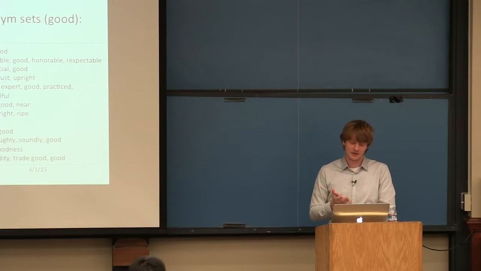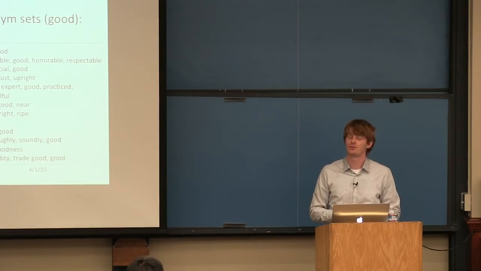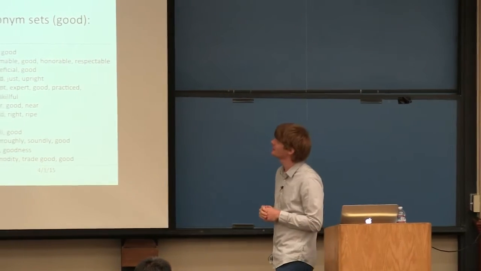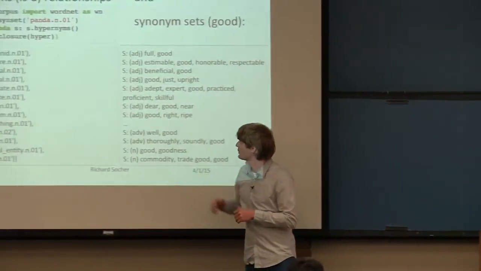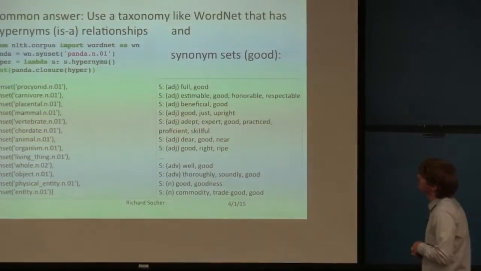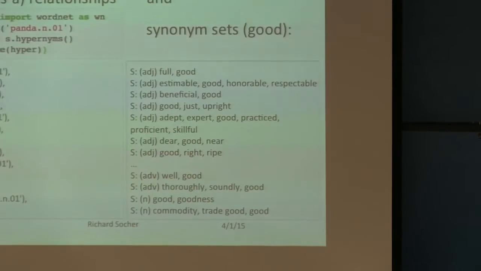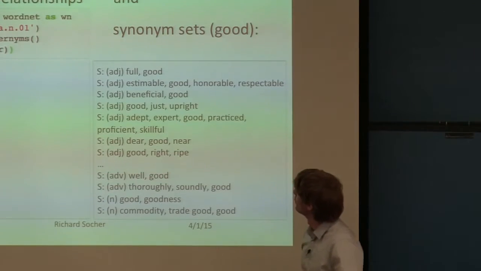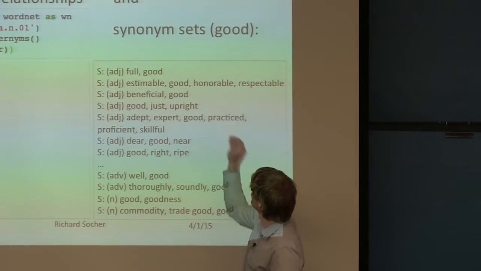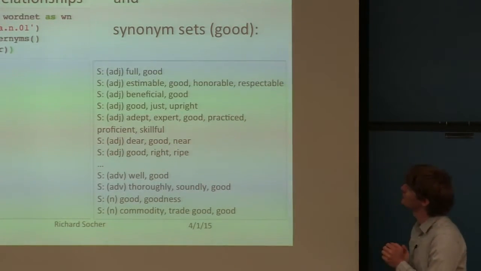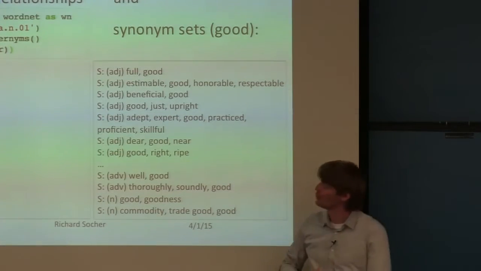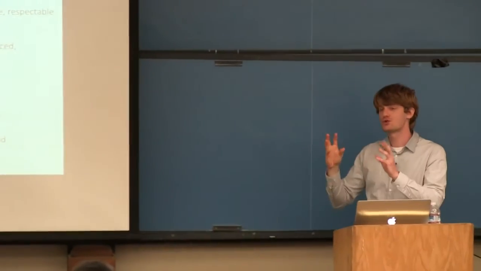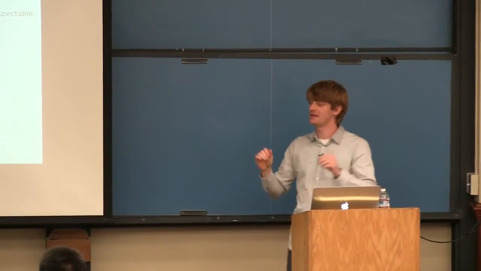Another piece of information that WordNet gives you are so-called synsets, or synonym sets. Here we have a couple of the different meanings of the word good. So you might say good is the honorable, respectable kind of good, or it could be the just good, this is a good law, or the expert, good practice, proficient, skillful kind of good, or my good friend, my dear old friend, or something like that. And basically, inside this taxonomy, WordNet assumes that the meaning here is completely identical.